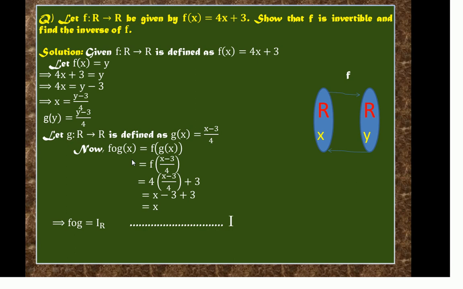Let me call this equation number 1, and now we'll proceed further and find another composition, g of f of x, where g of f of x is equal to g of 4x plus 3, because f of x is 4x plus 3. Upon simplification you get x. That means g of f is also an identity function.